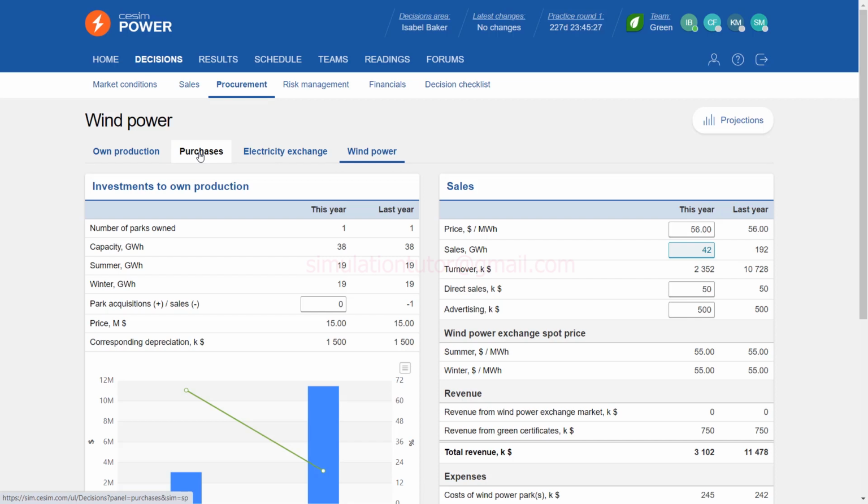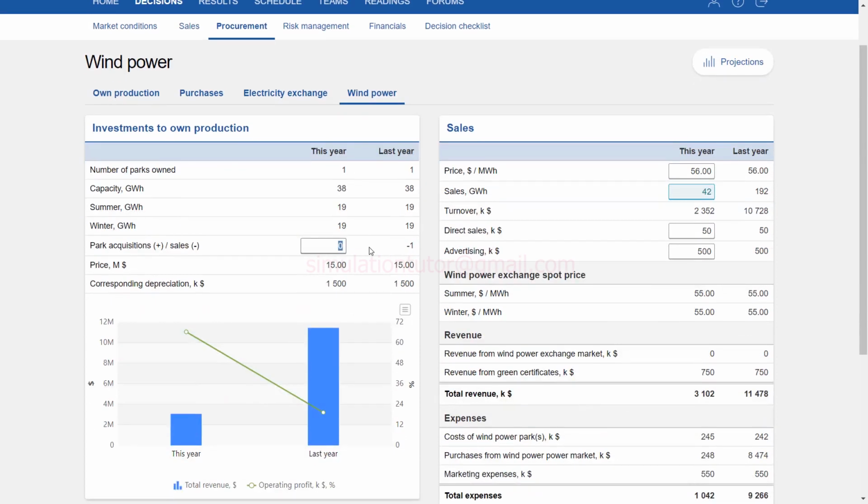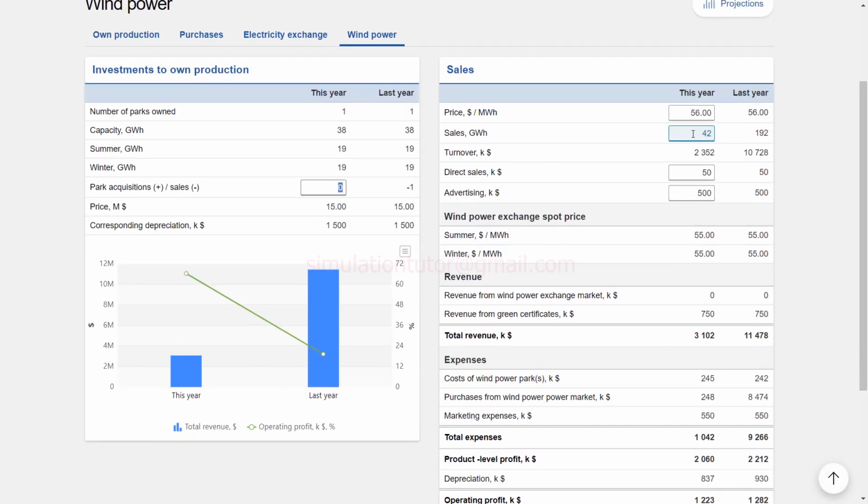Wind power is the renewable energy that we have in our portfolio, and all the decisions are made in this section. We can buy additional wind farms if we want, and there is again a limitation as to how many we can buy per round, and we can also sell existing wind farms if we wish to do so. We set the price for our renewable energy here, and we make a sales estimation here.